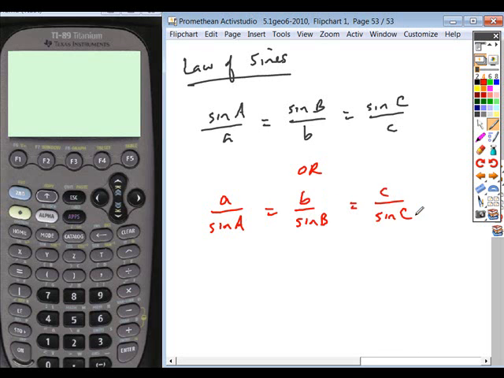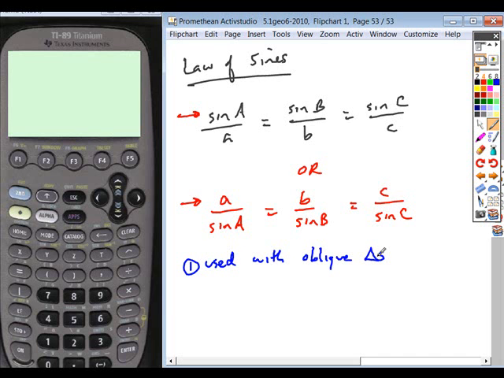When I suggest that you use one way or another, my suggestion is to use whichever form puts your unknown in the numerator of your fraction. It just makes it easier to calculate. Okay, so the law of sines can be used with oblique triangles. Again, oblique just means non-right.